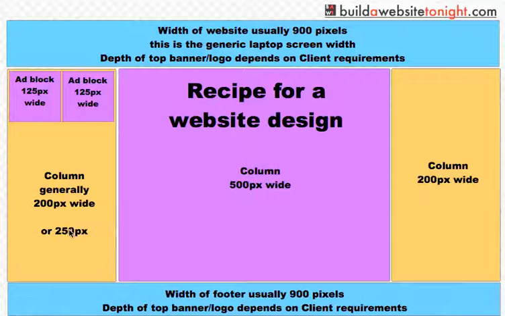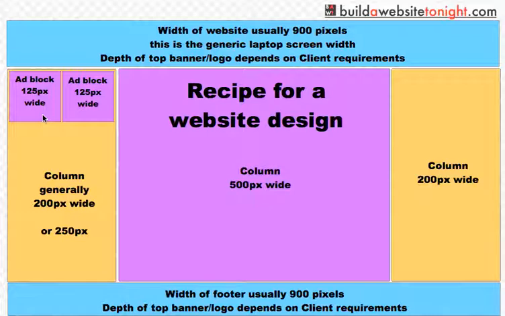Now if you have a 250 pixel column, this is normally to accommodate advertising. As you can see at the top here, I have 2 ad blocks at 125 pixels each, so when you add those together that makes 250. So this column would need to be 250 pixels to accommodate the ad blocks. Again, this is entirely up to the client to specify, but these are the normal shapes that you would use.